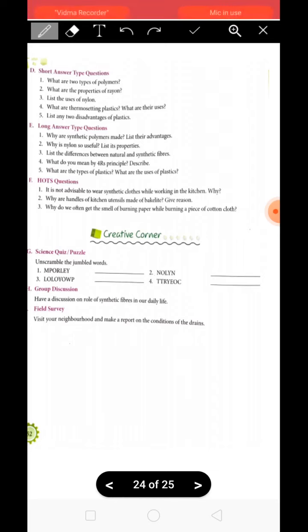Understood? Now, why do we often get the smell of burning paper while burning a piece of cotton cloth? Actually, a piece of cotton cloth and paper are both collected from plant sources. Understood? That is why they have the same smell when we burn them. So we have discussed all the questions and answers related to this topic.